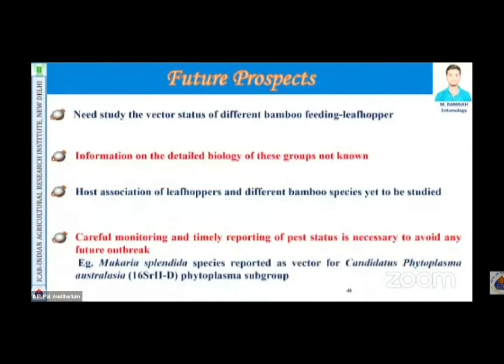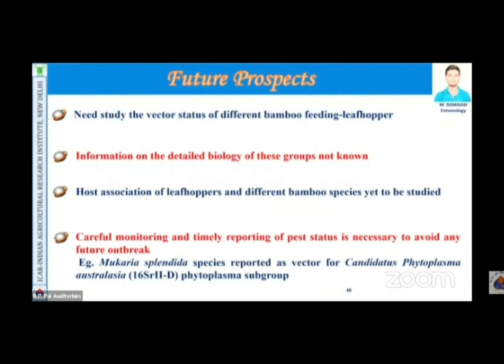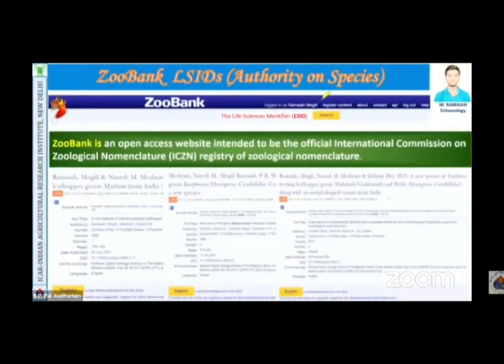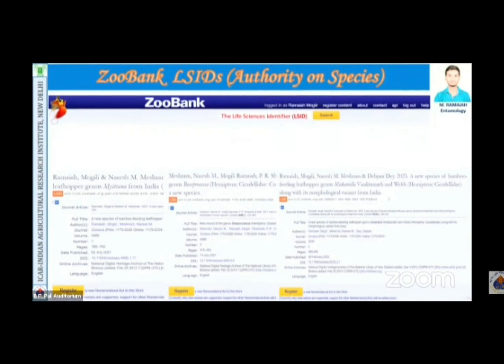Future prospects: the vector status of all these leafhoppers needs to be studied, information on the biology of these leafhoppers is lacking, and the host association with different bamboo species is yet to be studied. As we know, invasive pests are regularly being reported, so careful monitoring and timely reporting of pest incidence is very necessary to avoid any future outbreak. The new species were also registered with ZooBank for a unique ID.